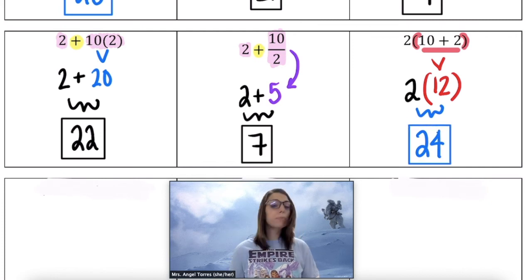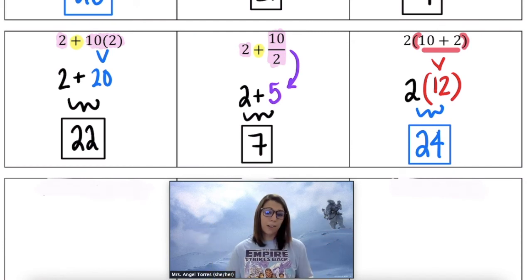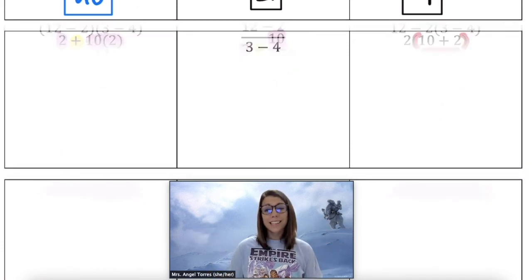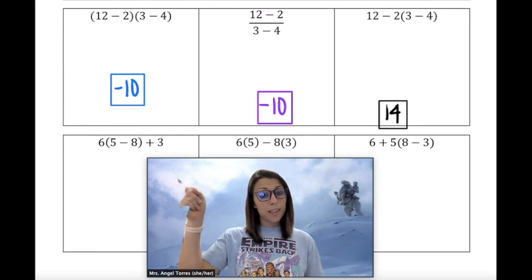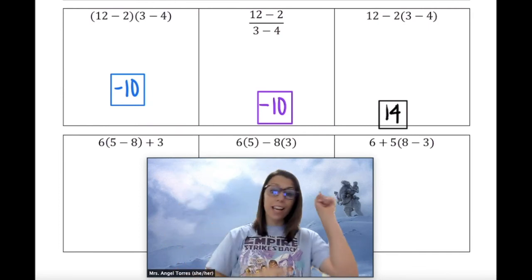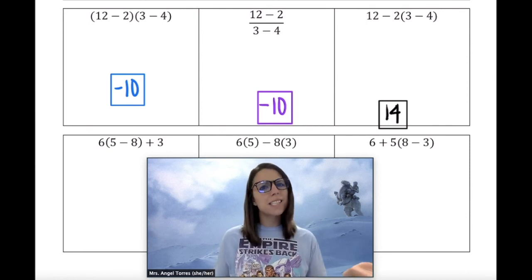Again, 3 completely different expressions, which means there should be 3 unique values. These next 3 are a little tough, but I think you're ready. So go ahead and try these expressions on your own now. How did you do? Did you end up with -10, -10, and 14? If so, well done. If not, let's see where you went wrong.